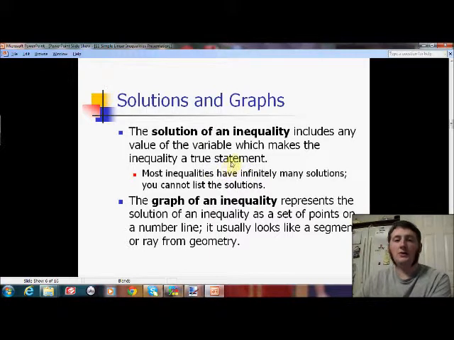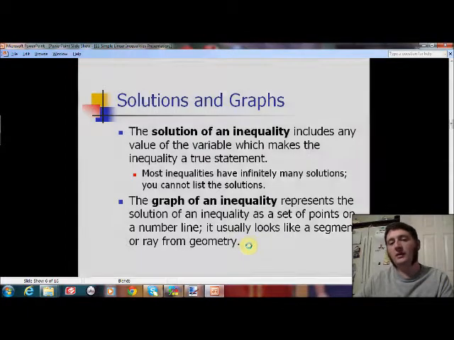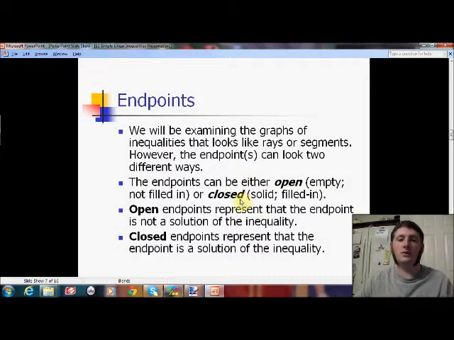So what about solutions of inequalities? Well, kind of like with equations, it's going to include any value of the variable which makes the inequality a true statement. Therefore, most inequalities, by their nature, actually have infinitely many solutions, and you cannot really list the solutions. So what we usually use is a visual representation of the solutions of an inequality, and that's the number line graph. It's a set of points on the number line, and it might look like a segment or ray on the number line, and it's going to have endpoints that are open or closed.